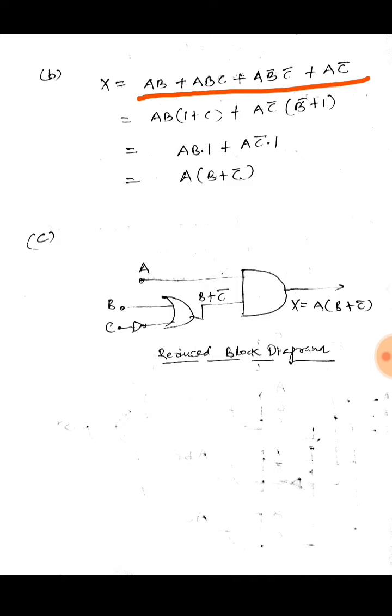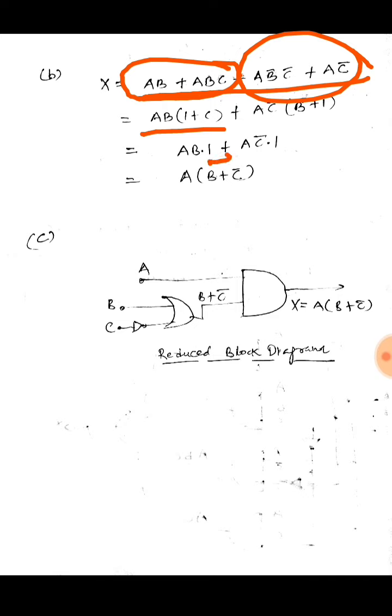So I will take AB common in these terms, so it will become AB times 1 plus C, and AC bar common from the other terms. So 1 plus C would be 1, as we have already seen. Whatever will be added to 1, it would become 1, so it would be AB. Similarly, B plus 1 would be 1, so it now remains AC bar. Again I take the A common, so it becomes A in bracket B plus C bar.